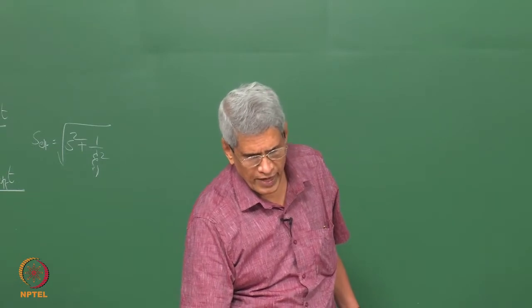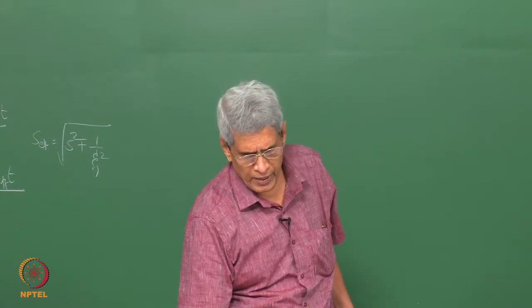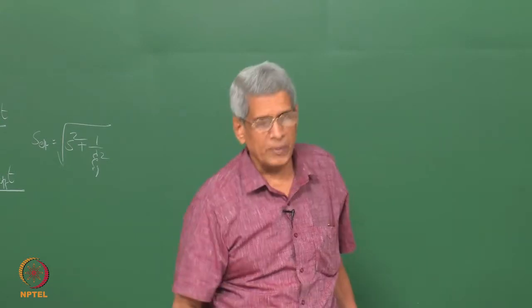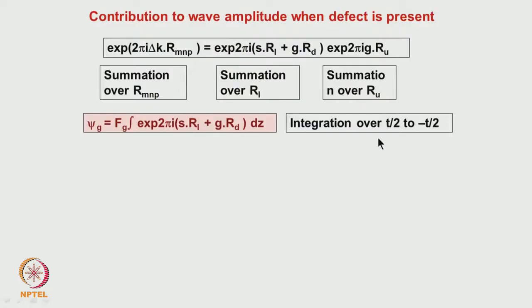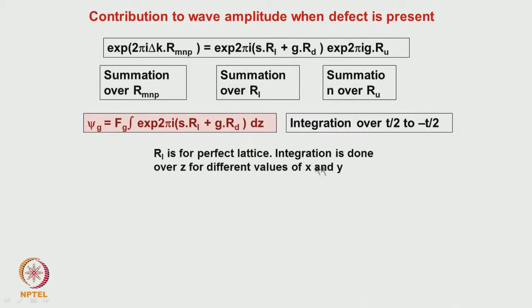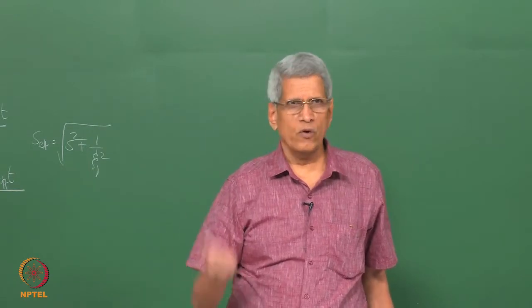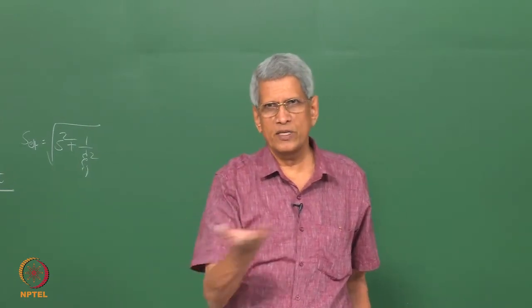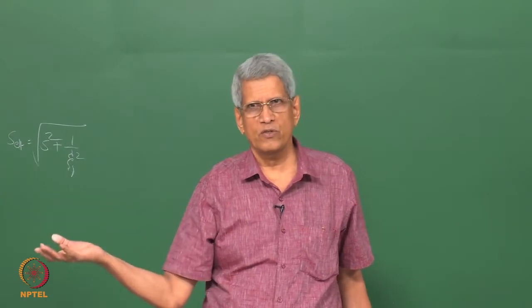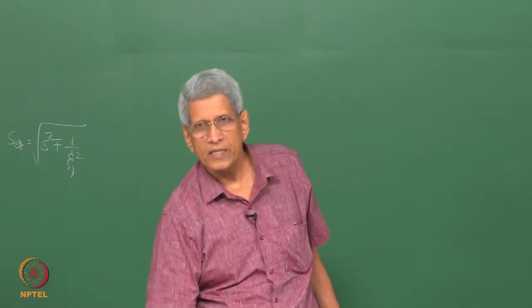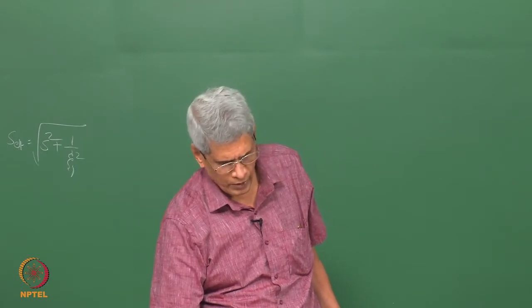For some mathematical convenience, the integration is taken from the middle of the sample, minus t by 2 to t by 2; do not bother about that. Finally, when we get the integration over z for various values of x and y, we can find out how the intensity at the back of the sample varies from region to region. Where the perfect crystal is, the intensity will be uniform; where the defect is, there will be a variation in intensity or amplitude.